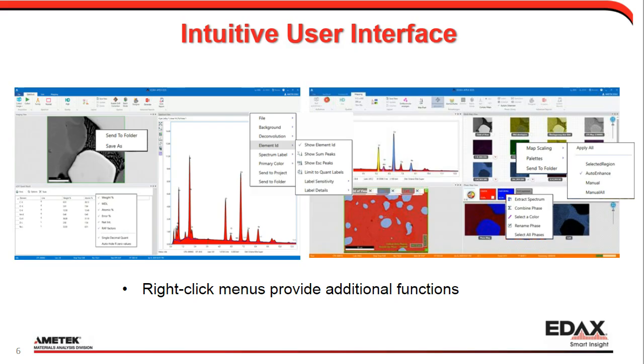more spectrum display options, such as turning background and deconvolution on or off, changing label sensitivity, font size, and spectrum colors. You can also access element ID options and spectrum file save options. Right-click on an element map to access map scaling, coloring, and save options. Click on a phase in the phase map window to extract a spectrum, combine phases, change phase color, and rename phases.